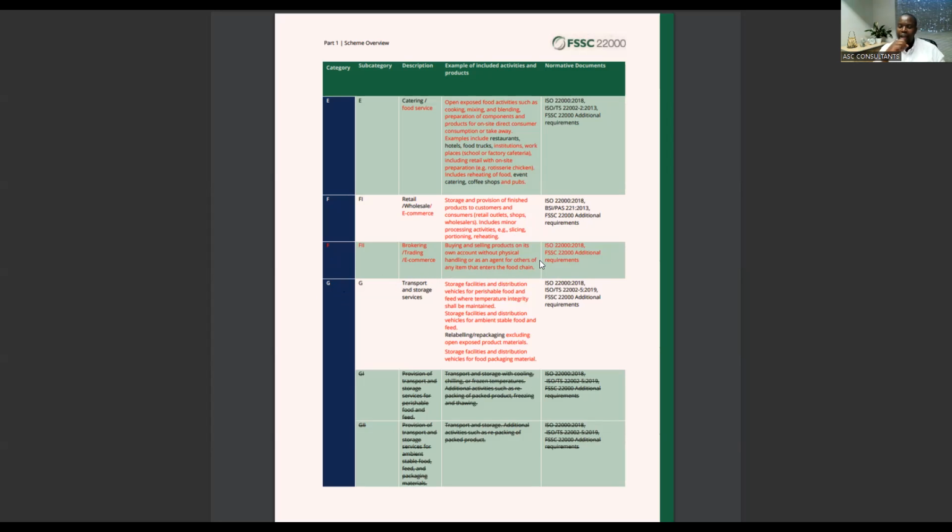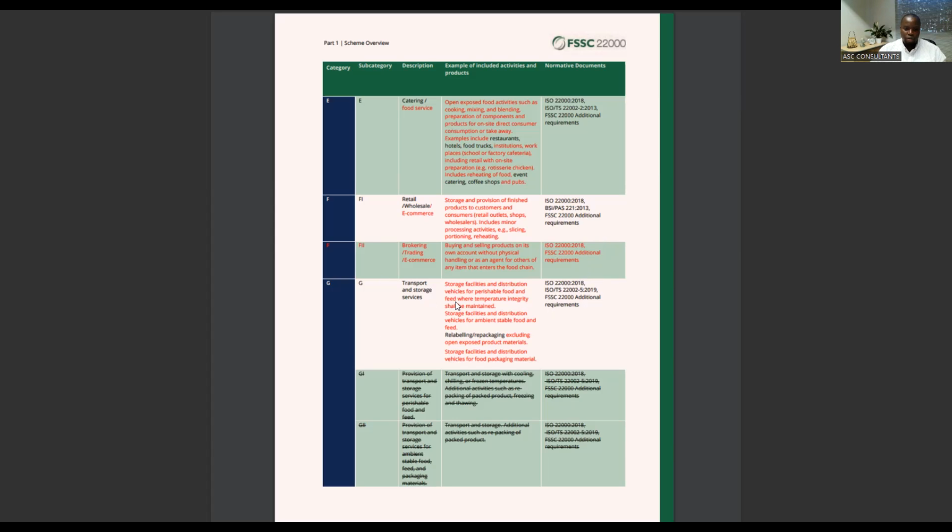So assuming that you are exporting your product, we would normally use a broker or an agent to export our food. FSSC 22000 did not necessarily cater for those, but now with the new category F, this has been taken into account, but there is no technical specification for that. You only use 22000:2018, as well as the additional requirements.